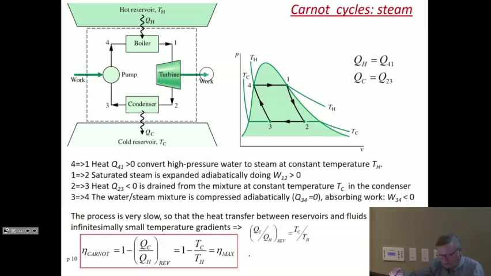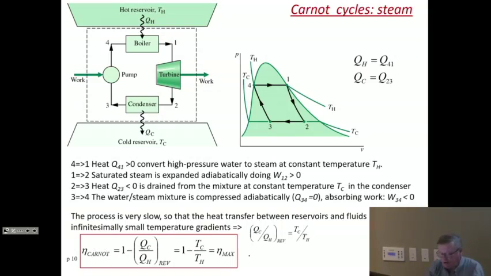Then the turbine produces work, but the pump takes work, but less work than the turbine has produced. So the difference in work between work out and work in is the net work. Divide that by Q hot, that is your efficiency. We know that because the cycle is extremely slow, it is completely reversible.